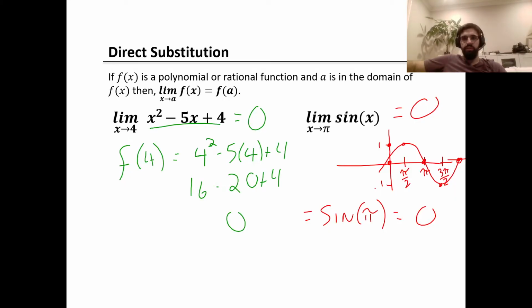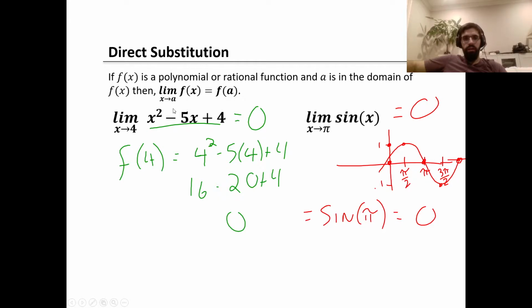So, direct substitution. When we say using direct substitution to find a limit, we're saying this right here. If f of x is some polynomial or rational function or any real continuous function, and a is in the domain of f of x, then the limit as x approaches a of f of x is equal to just f of a, so just evaluating at that point a.